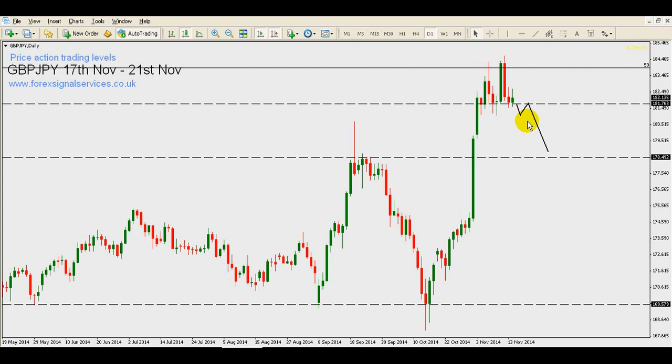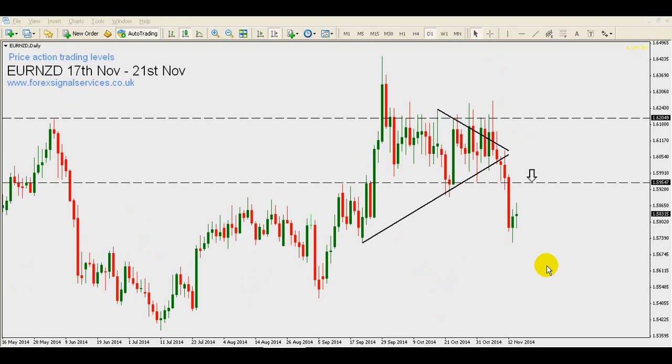On EURNZD, I said last week about these levels here with these trend lines, and this level here and this level here. We were looking for a break on that, and it finally broke to the downside out of the 159.54 level. You can see here that this particular level provided resistance just here and support just here and support here, a bit of support here, and it's broken that through now.